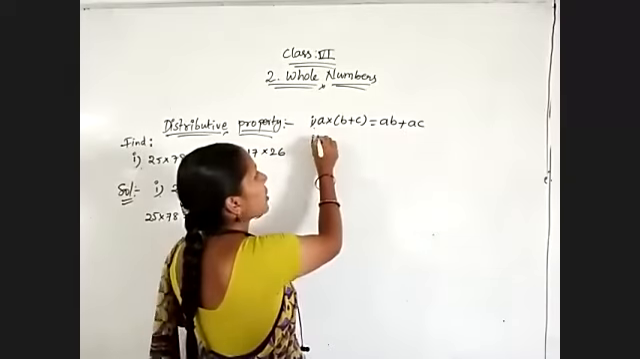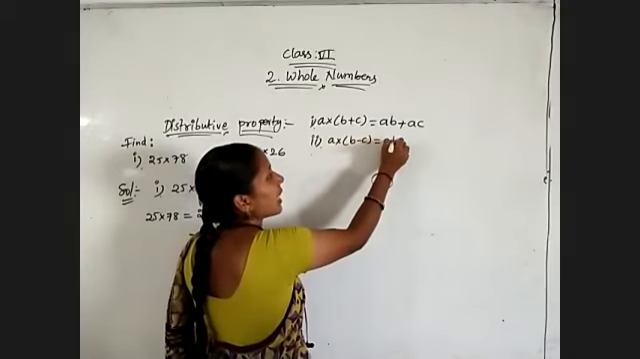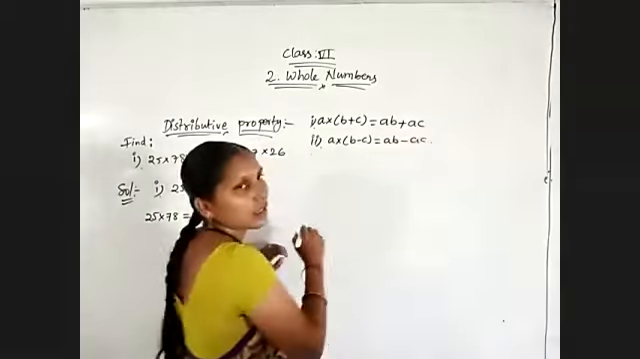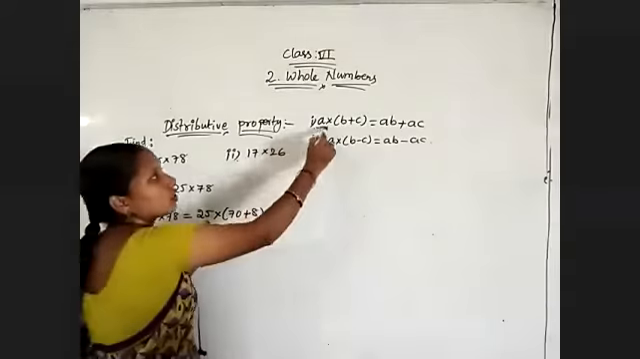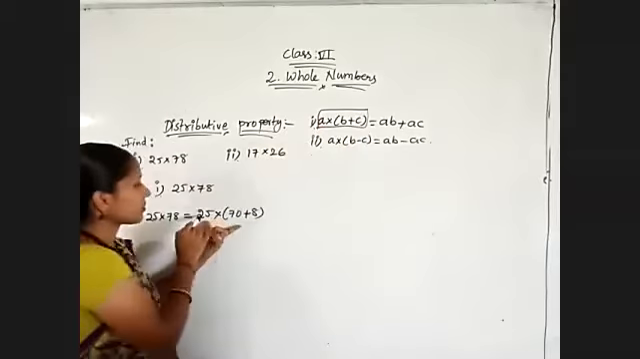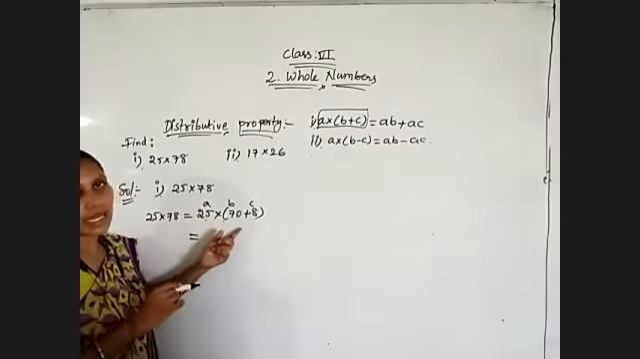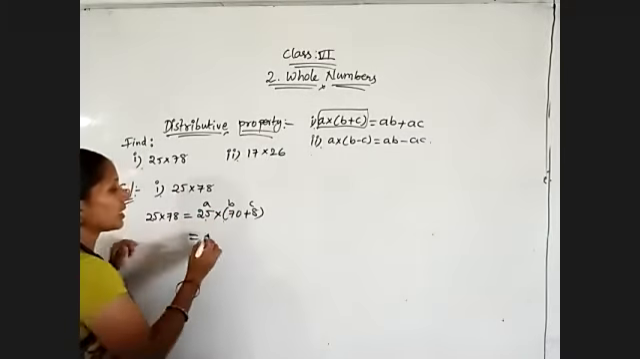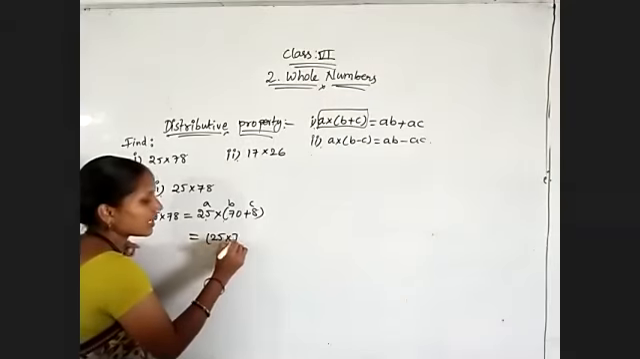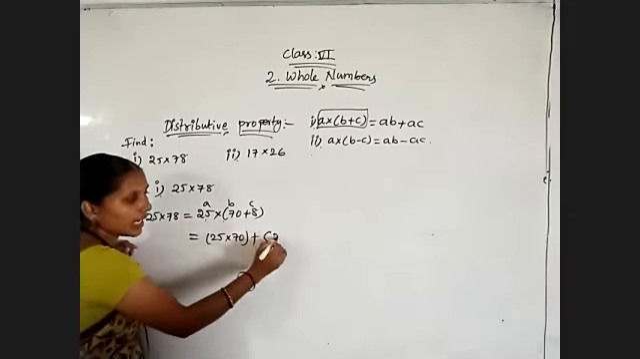Now distributive property over subtraction: A into B minus C is equal to AB minus AC. Now just observe this. It is in A into B plus C form. So we need to do the right side. A into B, that is 25 into 70, plus AC, which is nothing but 25 into 8.